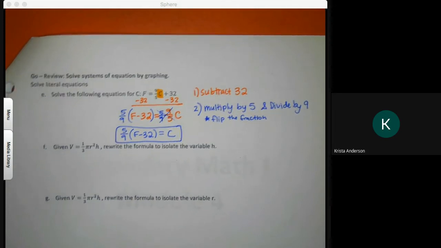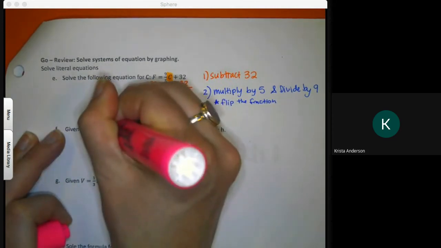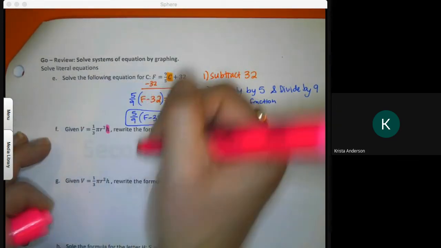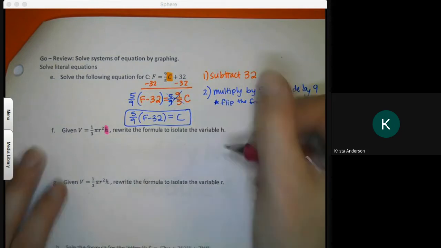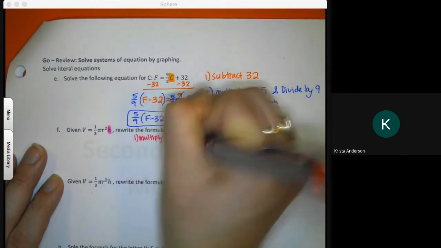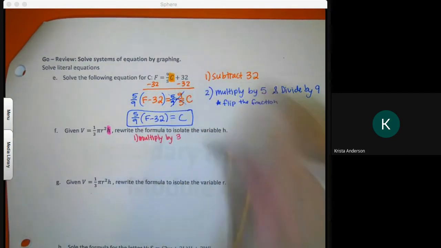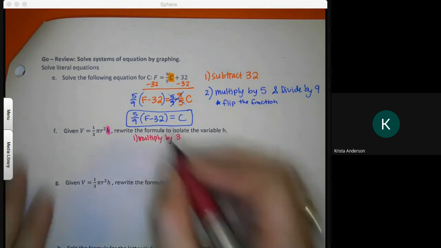Question F. It wants me to isolate the H. Do you see how it has a 1/3 on it? I'm going to get rid of that fraction first by multiplying by 3. Do I need to divide by a 1? Does dividing by 1 do anything? No. So really, I don't need to divide by the 1 on there. You could if you wanted to, but it would not change anything.